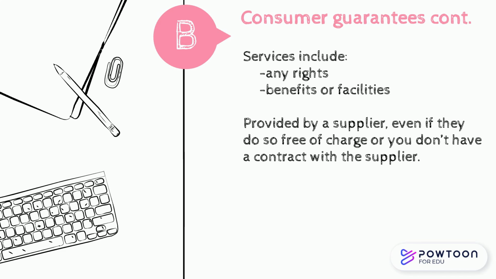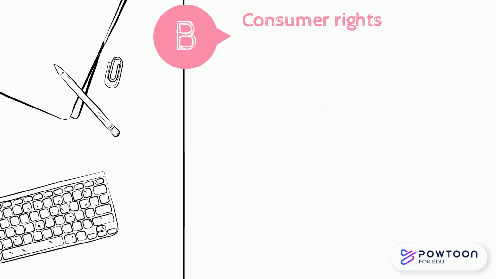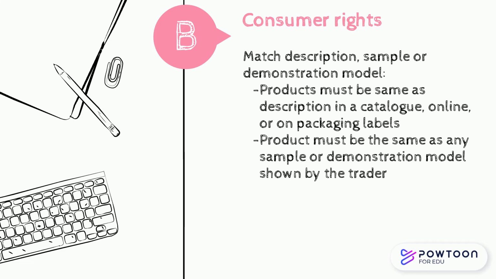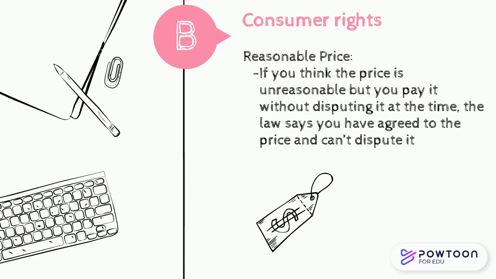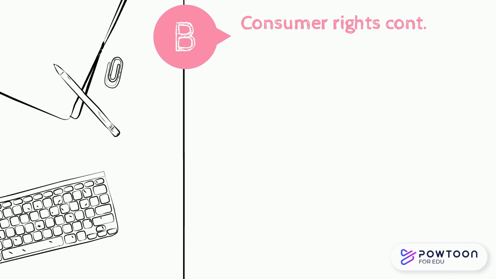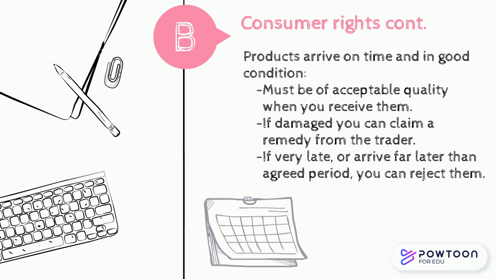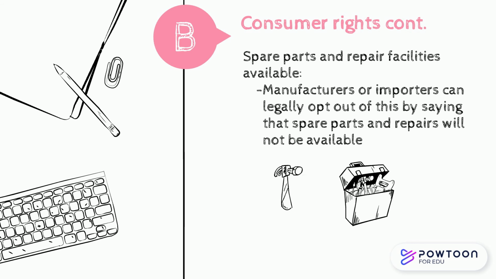Services include any rights, benefits, or facilities provided by a supplier even if they do so free of charge, allowing them to seek repairs, replacements or refunds when goods are faulty, but the products must meet the guarantees of an acceptable quality, fit for a particular purpose, match description, sample or demonstration model, and be a reasonable price. They must also have the rights to sell the products, arrive on time and in good condition, and spare parts and repair facilities are available.